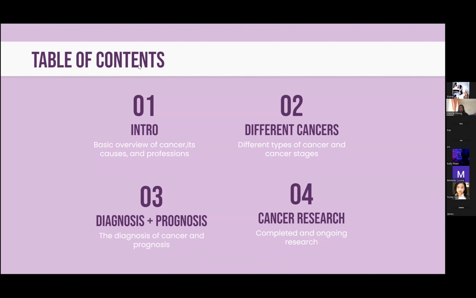Next slide. So for the table of contents, we're going to start off talking about the intro, basically an overview of cancer, causes of cancer, and the types of professions cancer has. Second, we're going to be talking about the different types of cancer and the different types of cancer stages for each type of cancer. Third, we're going to talk about the diagnosis and prognosis of cancer. And finally, we're going to be talking about cancer research and ongoing research. That's pretty interesting. Next slide.